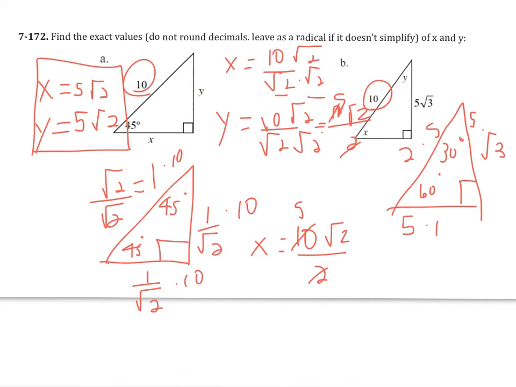So if this is the side that's 5 root 3, the angle opposite that is going to be 60, so x is going to be 60. And then this side down here must be 5, and the angle opposite that is 30, so y is going to equal 30 degrees.